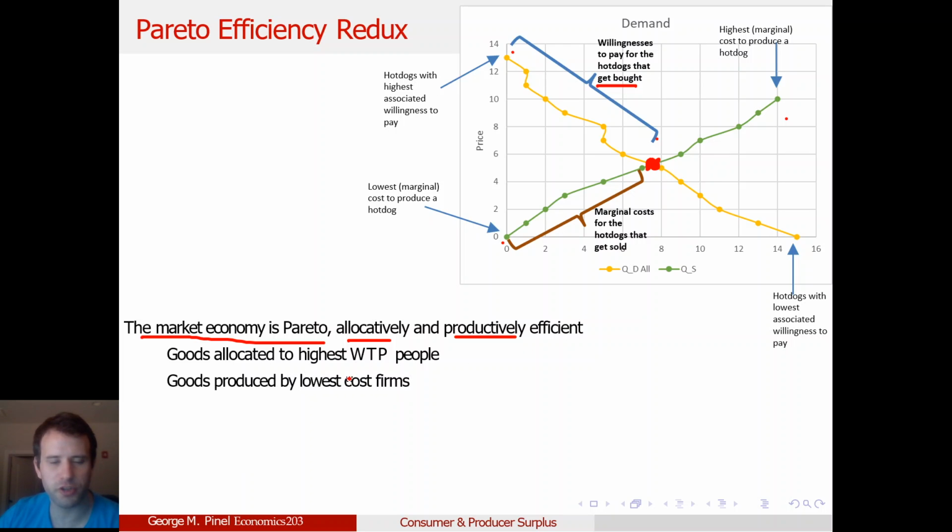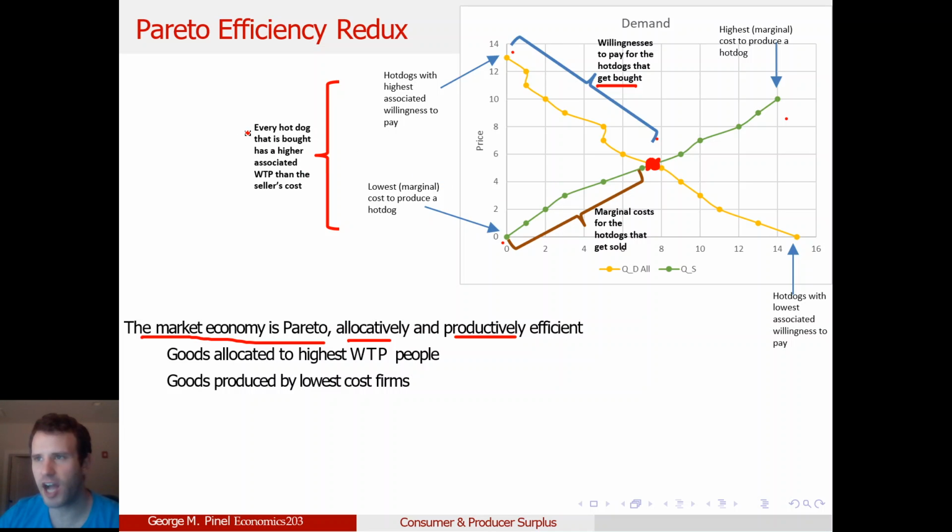So goods are produced by the lowest cost firms. They're coming from the lowest cost firms and they're going to the highest willingness to pay people. Okay, so allocatively efficient, only the highest willingness to pay people are getting it, and nobody with a lower willingness to pay than the cost is getting it. And they're produced by the lowest cost firms. Only the lowest cost firms are producing it.